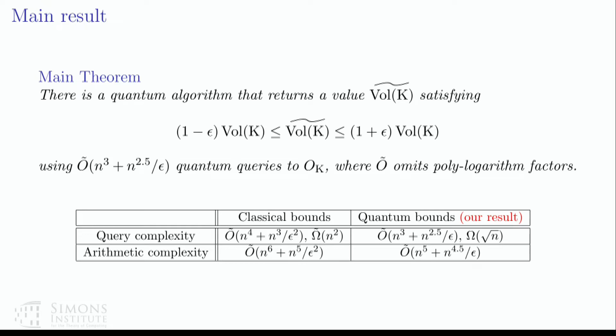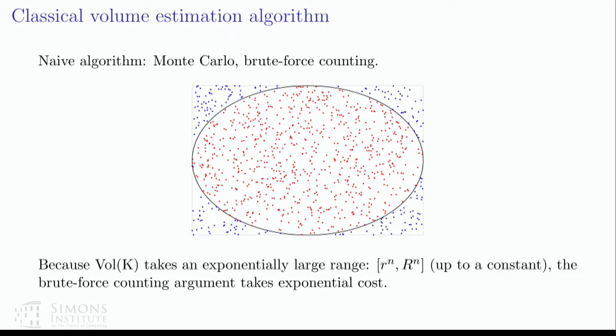Okay, so let's delve more into the problem now. Speaking about the volume estimation problem, what is the first thing that you can probably think of off the top of your head? Maybe a very naive algorithm is just a Monte Carlo approach, where you do the counting by brute force, something like this. But actually it doesn't work very well because the volume takes an exponentially large range. For instance, if the body is only known to be contained in a large ball of radius capital R, then the volume can be, roughly speaking, as large as capital R to the n, and as small as small r to the n.